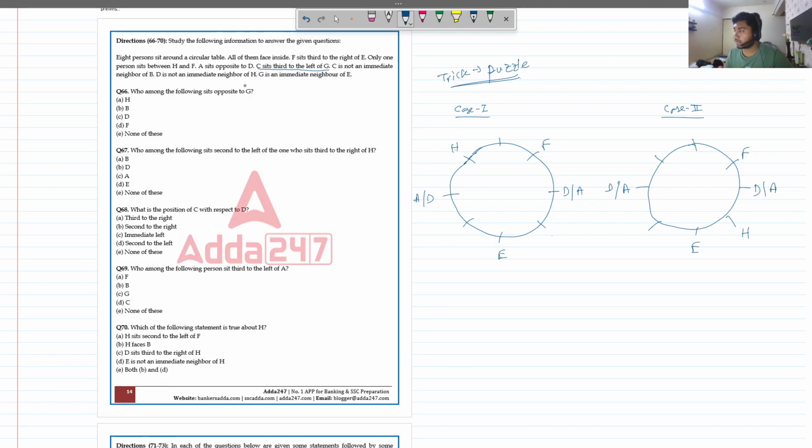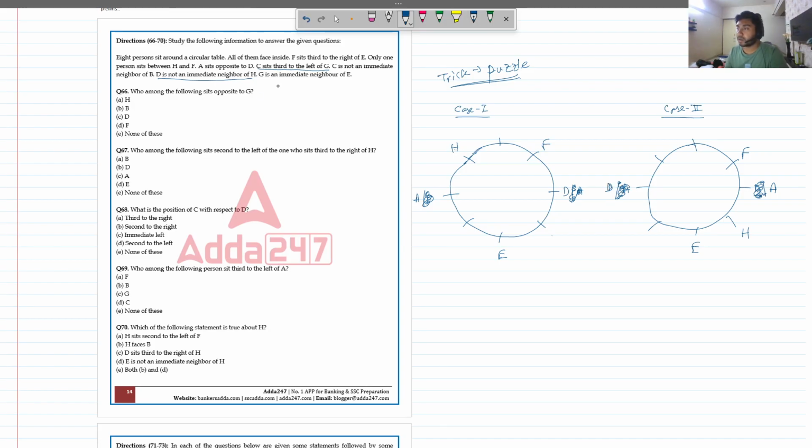D is not an immediate neighbor of H. D is not an immediate neighbor of H. That means in this scenario D cannot sit over here because H is over here. That means D has to sit over here and A cannot be here. And in this scenario D cannot be here and A cannot be here. D has to sit there only.